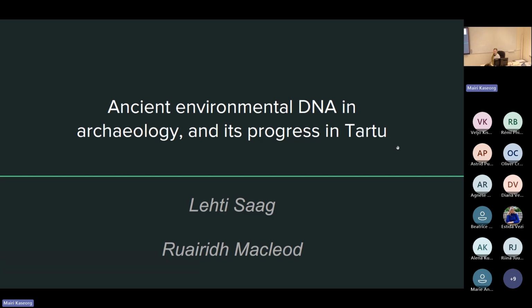Very importantly, this presentation is very much in collaboration with Rory McLeod, who is currently in Oxford, but is also a visiting researcher in Tartu since, I think, October. And so these slides are actually mostly all made by him, other than the final results that we have gathered together here in Tartu.